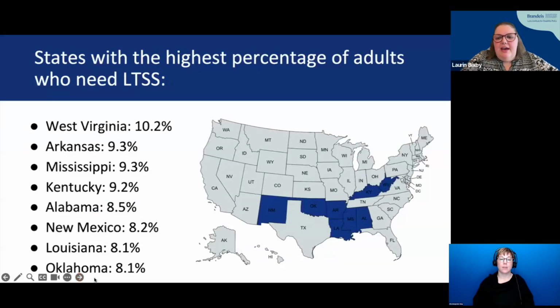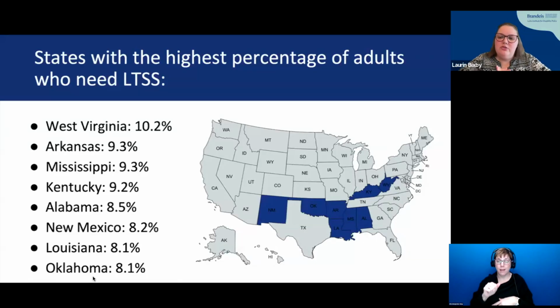We estimate that about 6.8% of all adults in the United States need LTSS, but this varies quite a bit across states. States with the highest percentage of adults who need LTSS include West Virginia at 10.2%, followed closely by Arkansas, Mississippi, Kentucky, Alabama, New Mexico, Louisiana, and Oklahoma.